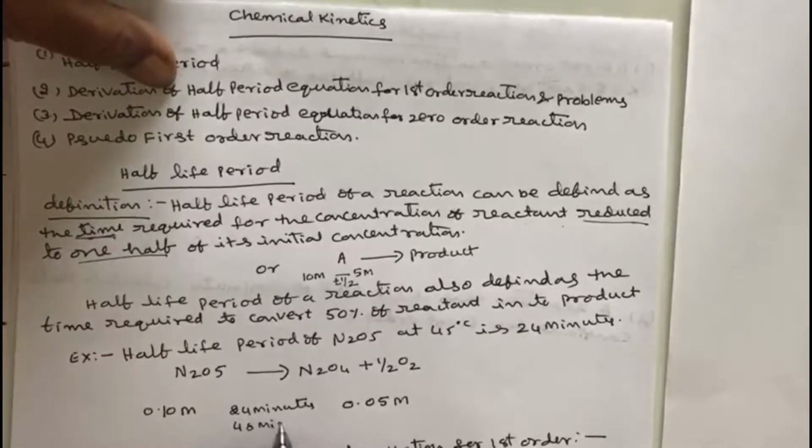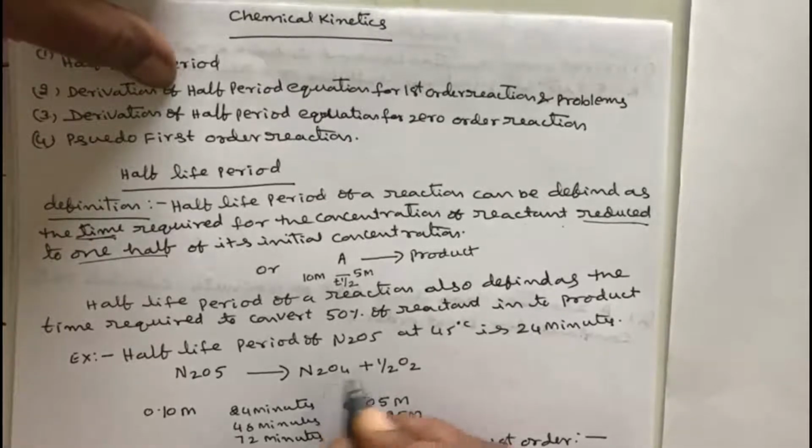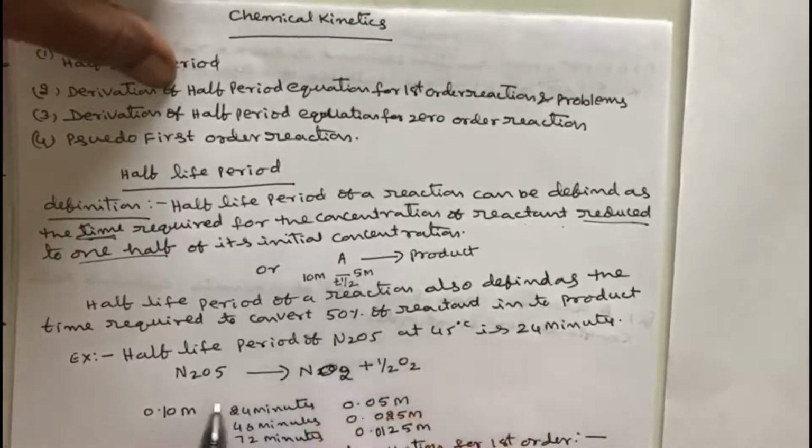After 48 minutes, the concentration is reduced to 0.025 m. After 72 minutes, the concentration of N2O5 becomes 0.0125 m. Here the equation can also be written with NO2: N2O5 converted to NO2 plus half O2.